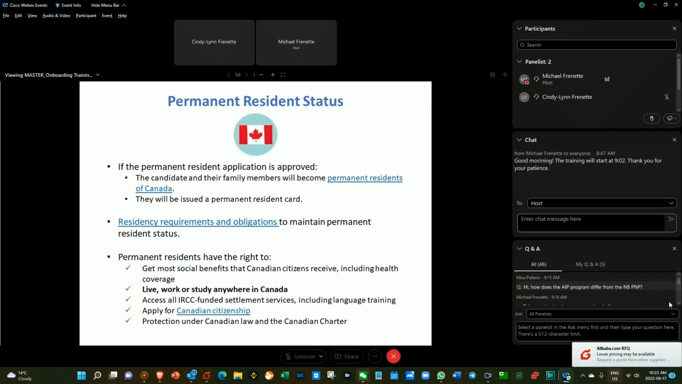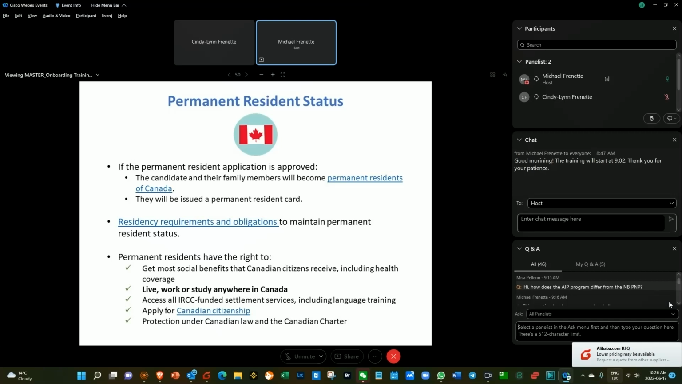If the permanent residence application is approved, your candidate and their family members will become permanent residents of Canada. They will be issued a permanent resident card, which can be used as proof of their status in Canada. In order to keep their permanent resident status, they must also comply with residency requirements and obligations, all of which is available online. As permanent residents, they will have the right to get most social benefits that Canadian citizens receive, including health coverage. They can live, work, and study anywhere in Canada.